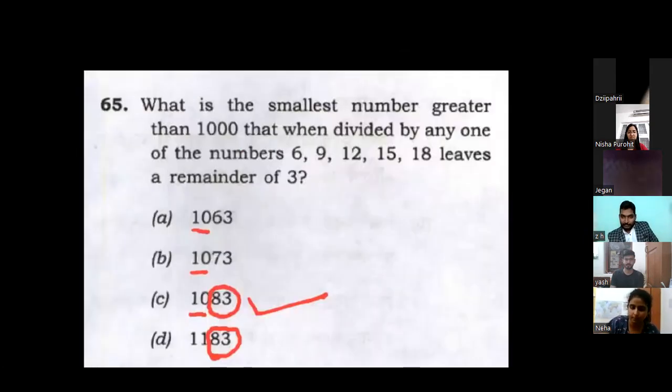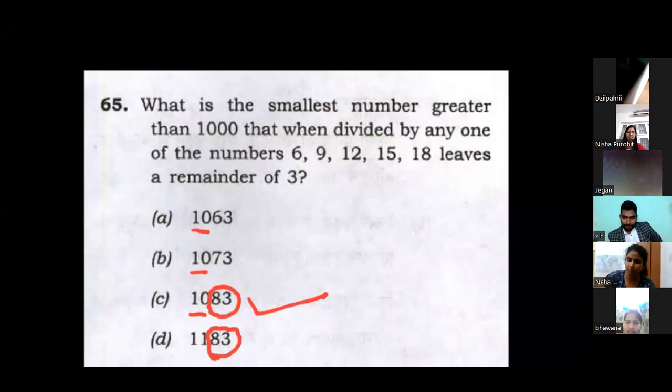Now this is that question. Nisha, can you just read it out? Yes, sir. What is the smallest number greater than 1000 that when divided by any one of the numbers 6, 9, 12, 15, 18 leaves a remainder of 3? Now, Yash, Nisha, if you want, you can take your time and solve this question. Tell me how much time you need to get to this answer. Because we have to first calculate the LCM and then... Definitely it will take time. You might be able to arrive at the correct answer, but it will take time definitely.